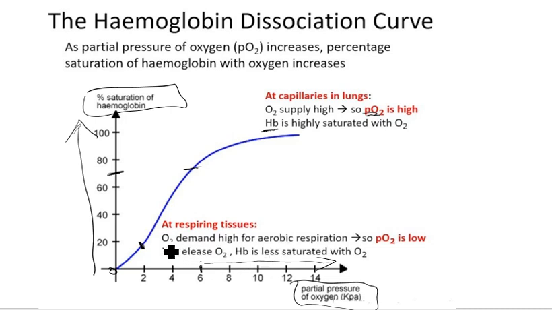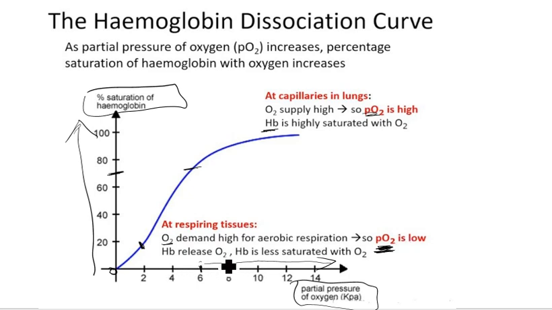When it comes to respiring tissue, O2 demand is high for aerobic respiration, thereby causing the concentration to be low. When O2 demand is high, the O2 within the blood will be diffused into the respiring tissues, thereby reducing the oxygen pressure within the blood. So that's what it means. O2 demand is high for aerobic respiration, so for that reason, oxygen partial pressure is low, because it is going to be used up.